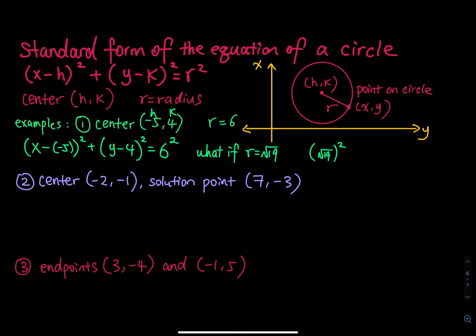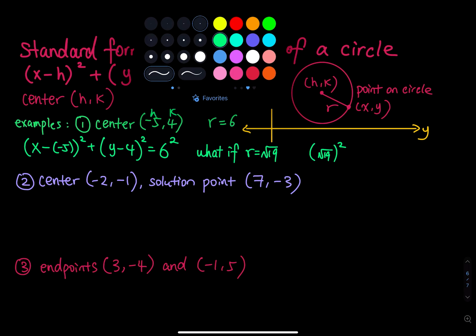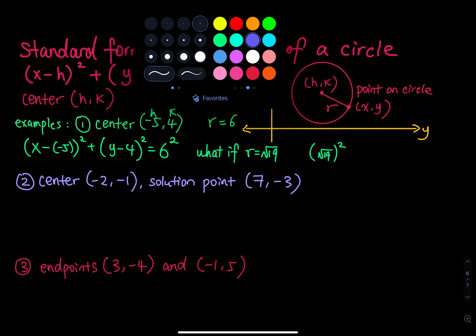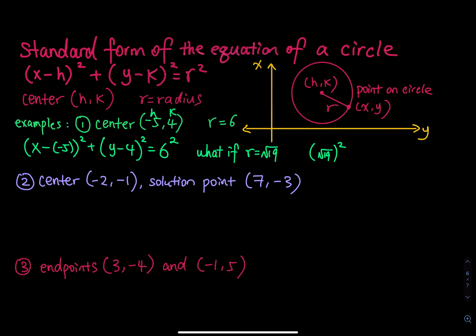What is a solution point? A solution point is a point on the circle. So the picture is this. You have a circle, and then you have the center right over here, and this is your radius, and then this point is (7, negative 3). That's what I mean by a solution point. It's a point on the circle.